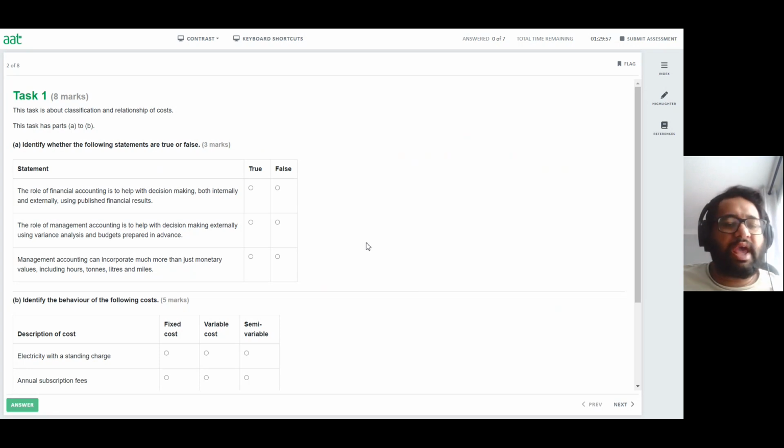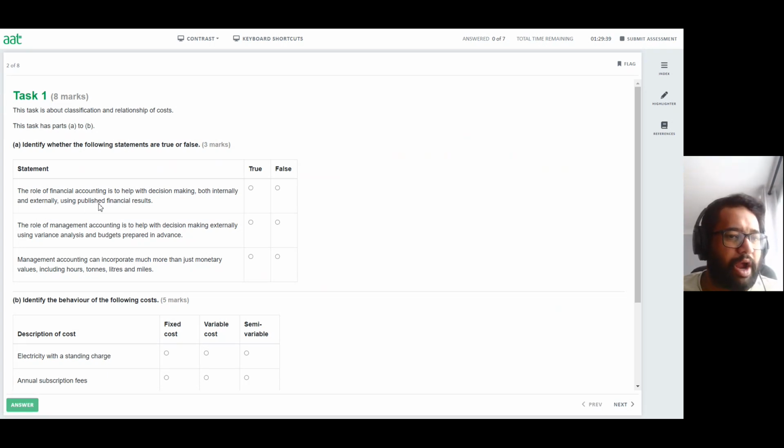So let's click on it and start. We'll walk in there and see what we can do. Okay, so task 1, for 8 marks. This task is about classification and relationship of costs. Identify whether the following statements are true or false.